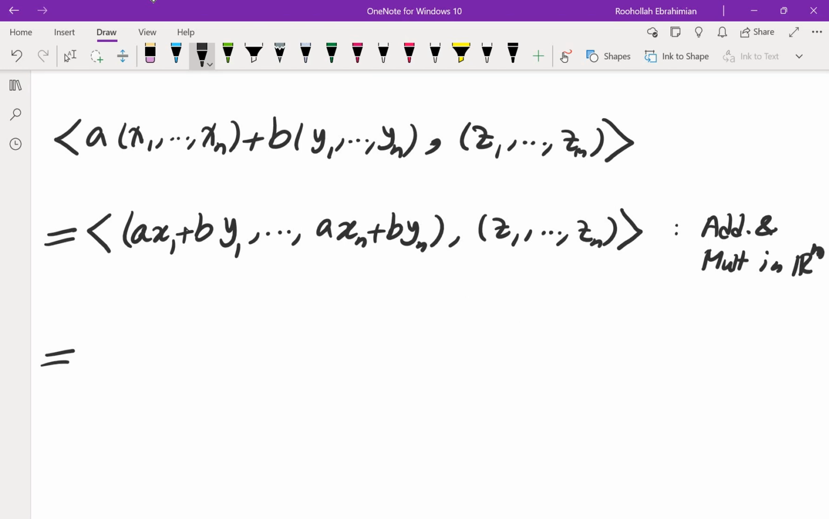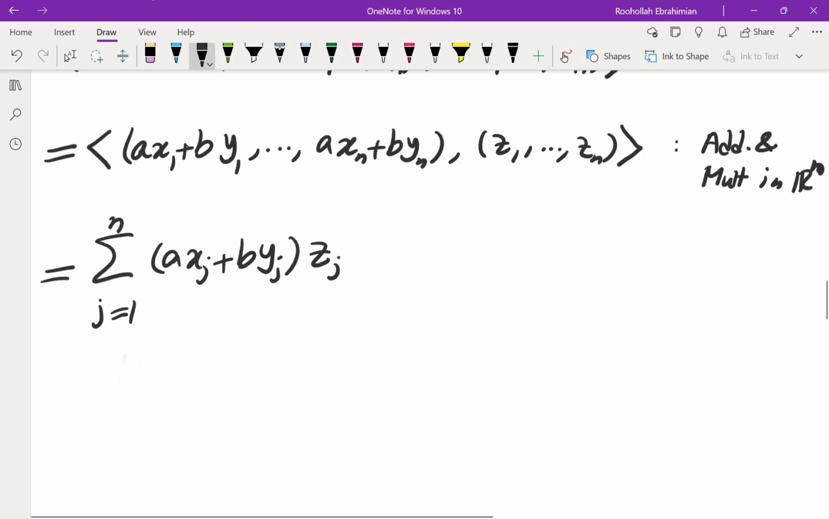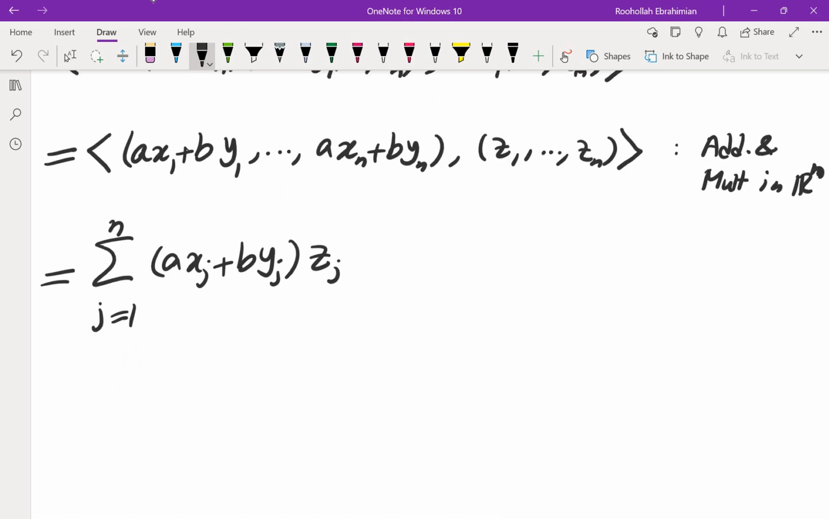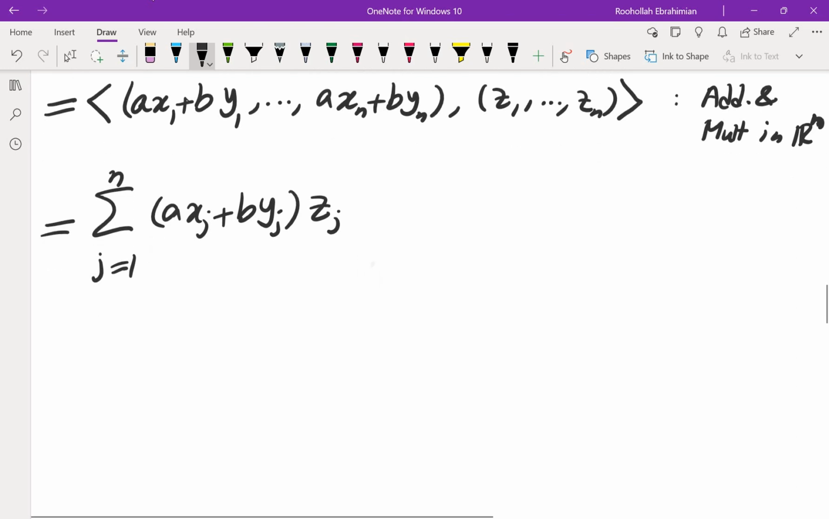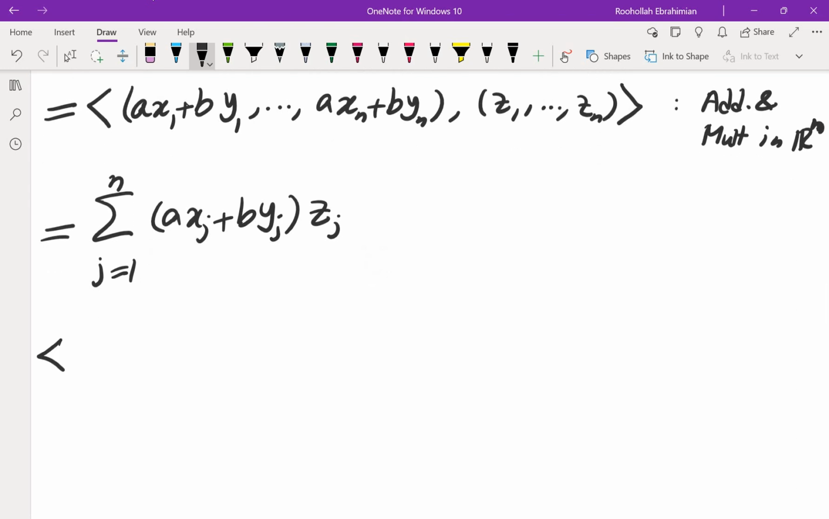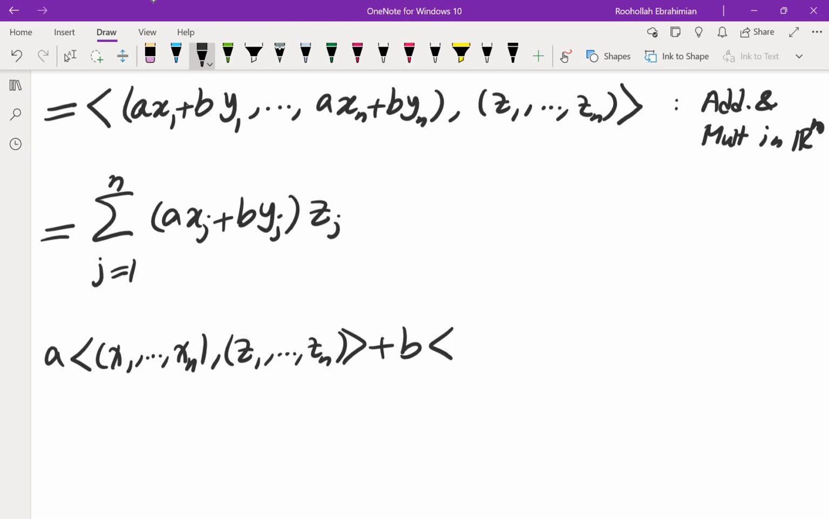Next, we're going to have to do the definition. So it's the sum of axj plus byj times zj, j equals 1 to n. This is by definition of this function. And now I'm going to do the other one. So I will do the other side of the equality, which is a times x1 through xn, z1 through zn, plus b times y1 through yn, z1 through zn, and then we'll show that these two are actually the same.